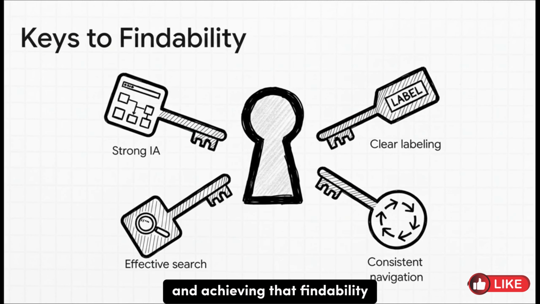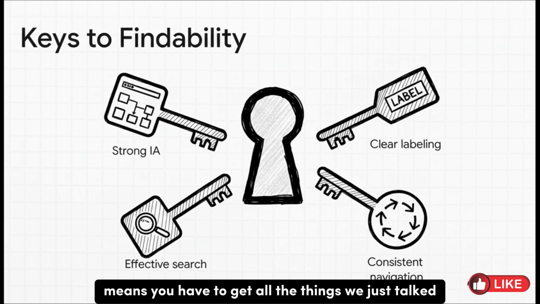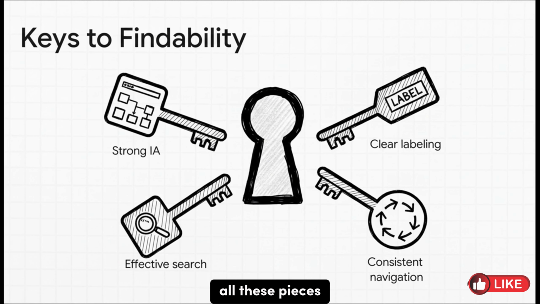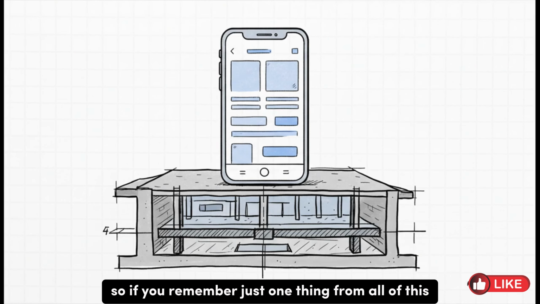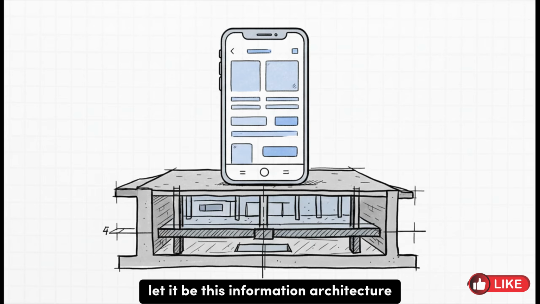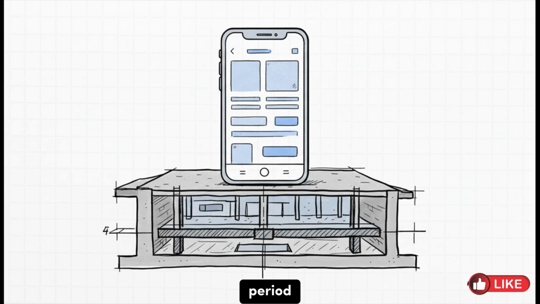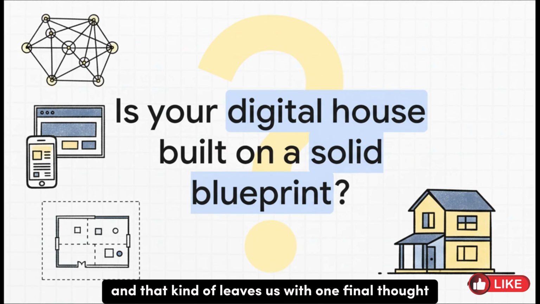And achieving that findability means you have to get all the things we just talked about right. It takes a strong overall structure, clear and simple labels, a search bar that actually works, and navigation that's consistent. All these pieces have to work together to make a product feel effortless. So if you remember just one thing from all of this, let it be this: information architecture isn't just a nice-to-have thing. It's not decoration. It is the absolute, non-negotiable foundation of any great user experience. Period.